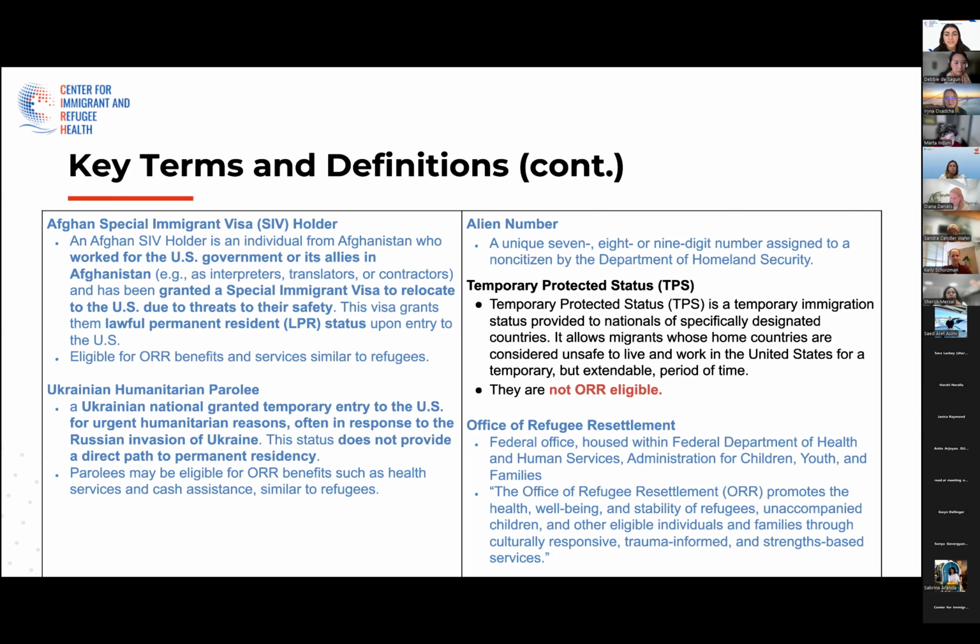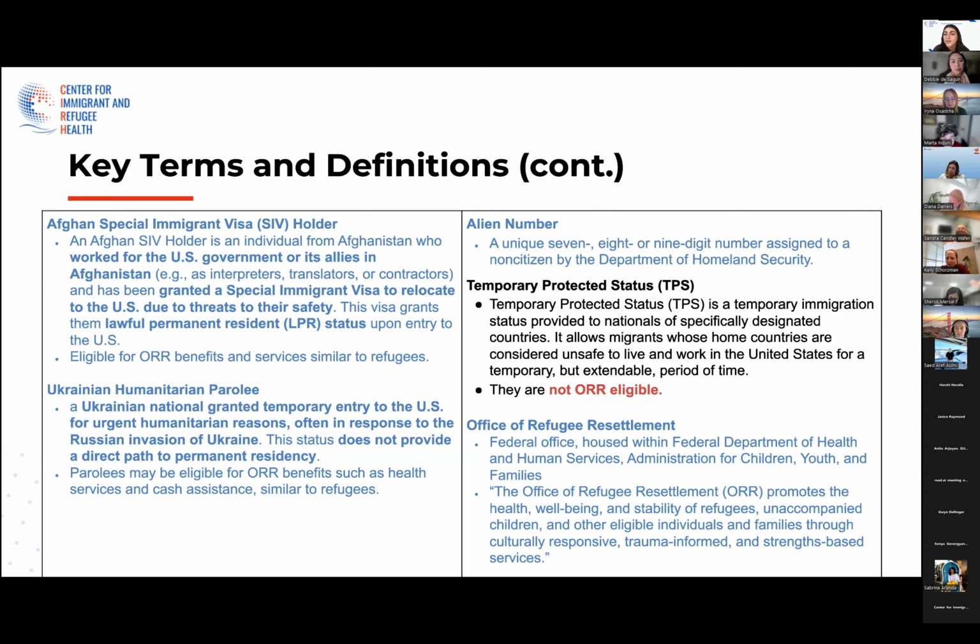And just some other terms to be aware of. An alien number is a unique 7, 8, or 9-digit number assigned to people by the Department of Homeland Security. Temporary protected status is a temporary immigration status provided to nationals of specifically designated countries. It allows migrants whose home countries are considered unsafe to live and work in the United States for a temporary but extendable period of time. Unfortunately, this group is also not ORR eligible.